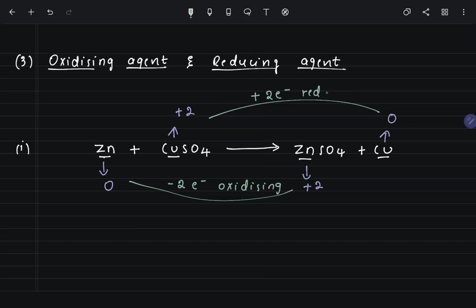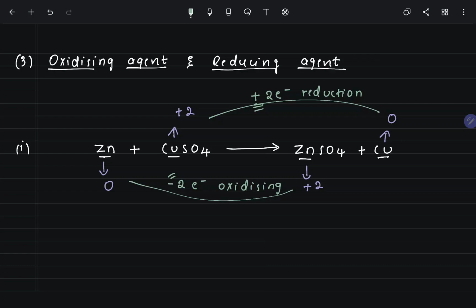Reduction or reducing, oxidizing, oxidation, anything you can write. Fine. So for oxidation, always it is minus, reducing always plus, this symbol. If you don't write this symbol, they don't consider it. Fine. So plus 2 becomes 0, so 2 electrons reduced. Here Zn became 0 to plus 2, so 2 electrons oxidizing.